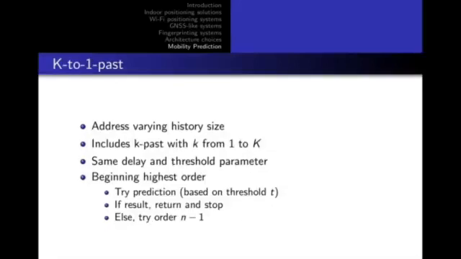So this is for the k-past. The k-to-1 past will address varying history size. It will include all k-past models from 1 to k, use the same delay and threshold parameters, and begin with the highest order. It tries a prediction. If it gets a result, it returns and stops. Else it will try the order n-1.